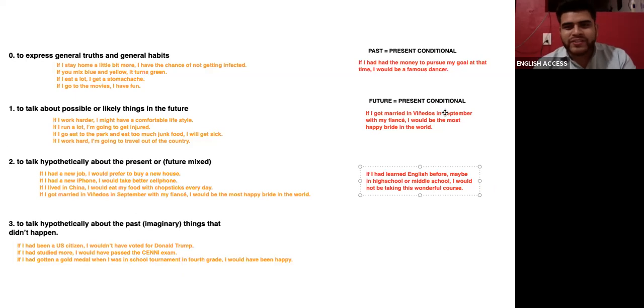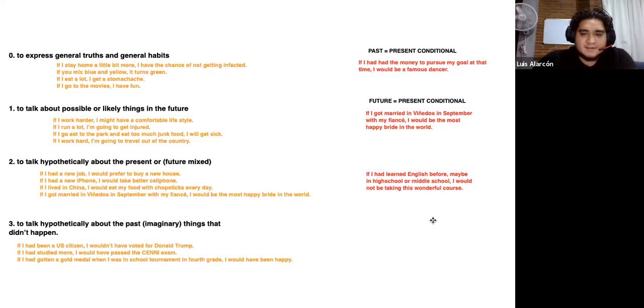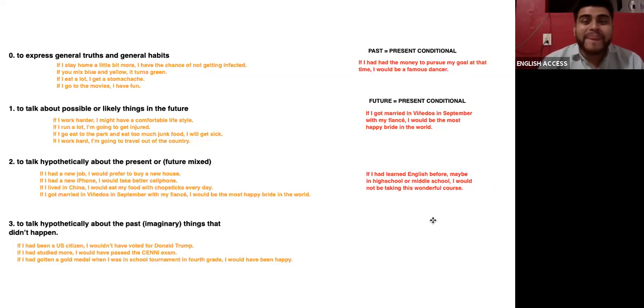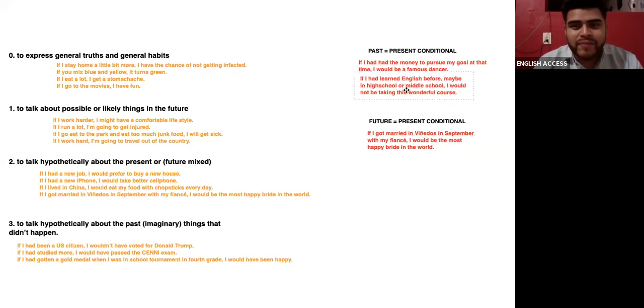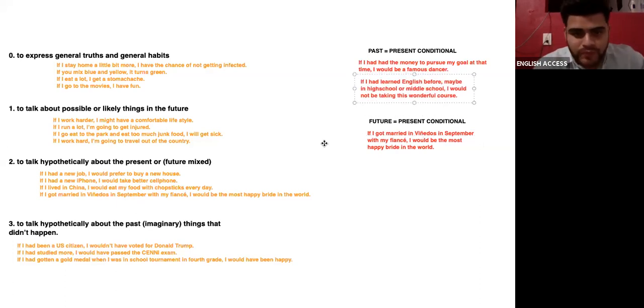Which mixed conditional is this? Is it the first mixed conditional or the second one? If I had learned English before, maybe in high school or middle school, I would not be taking this wonderful course. Anybody besides Luis? Is it the past present or the future present? Past present? It's a second conditional. No, it's not any of the base conditionals. It is a mixed conditional right here.